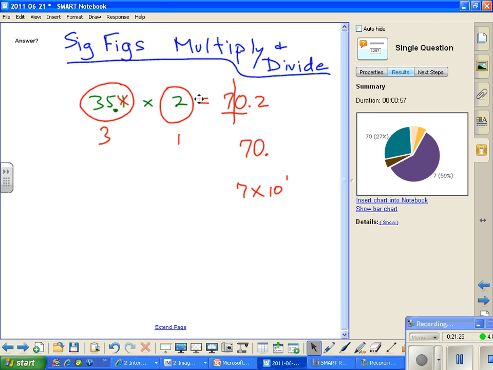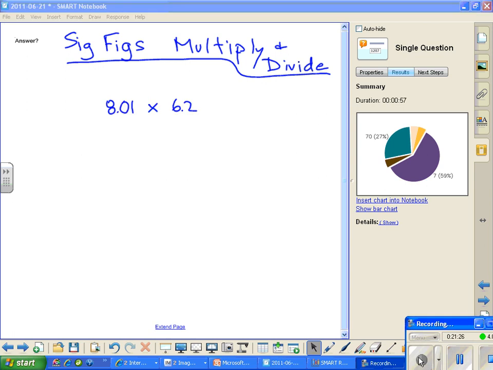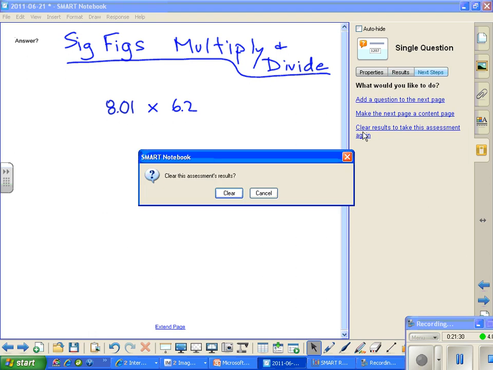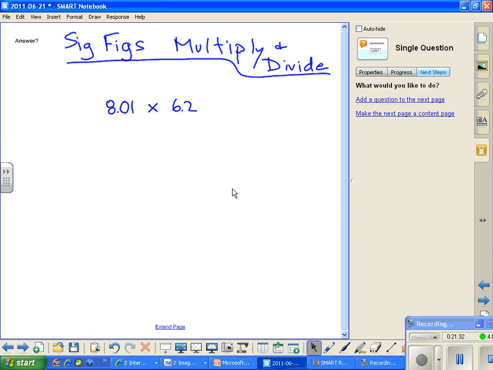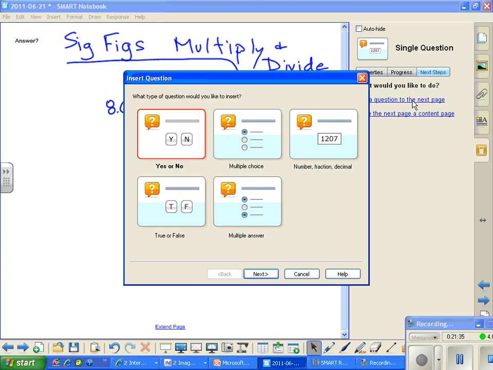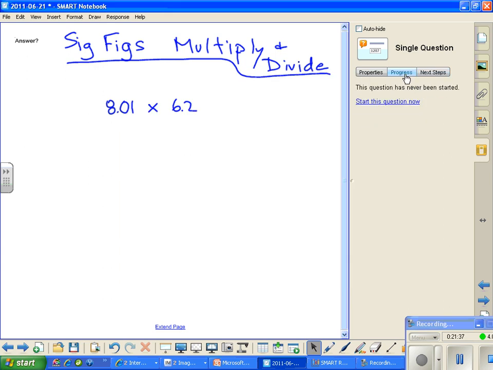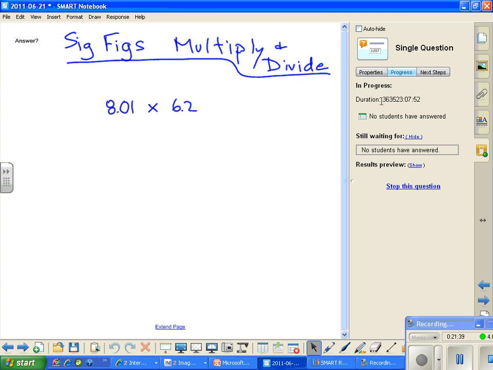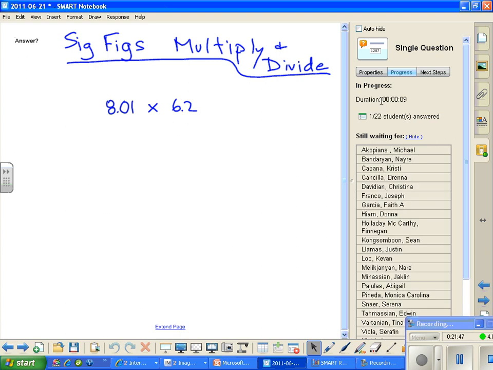Yeah. Okay, here's our new problem, and we're going to see if we can figure out what happens with this one. So what we want to do is do the multiplication, get the number down from your calculator, and figure out how many sig figs you need to have in your answer.